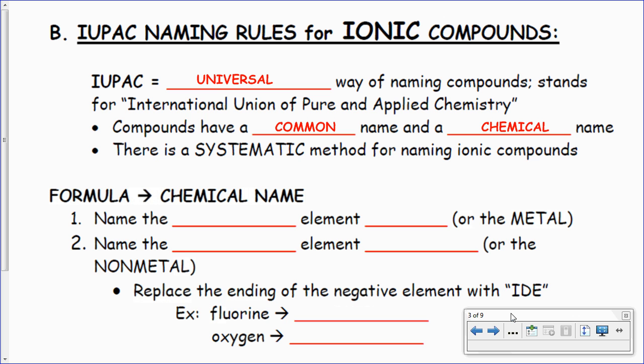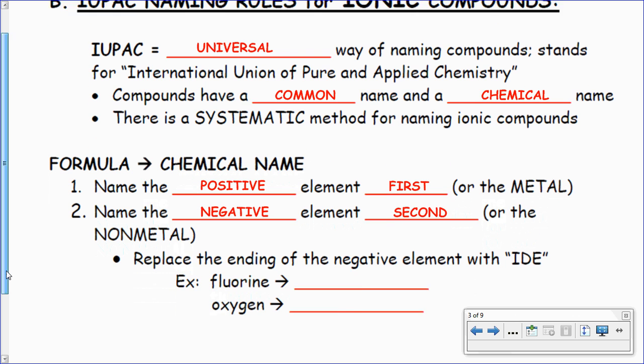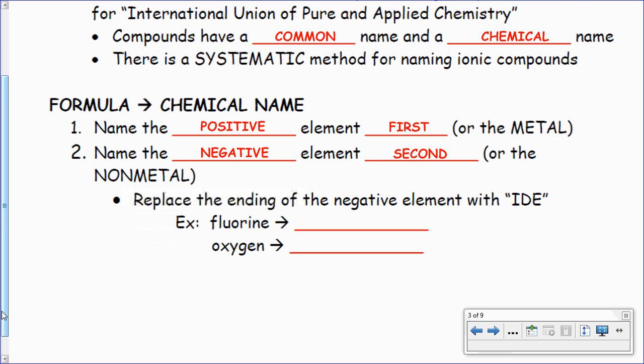So take a formula and go to a chemical name. You always name the positive element first, which is usually the metal, okay? And we take the name of the negative element second, the non-metal, okay? So if it's an ionic compound, it's always a metal plus a non-metal, or metal plus a polyatomic non-metal, et cetera, et cetera. And we replace the ending of the second word, the second element, with "-ide". So fluorine would become fluoride. Oxygen would become oxide, because these are non-metals. They would come second in the name, and we have to replace the end with "-ide". The "-ide" shows that it's an ionic compound and it has an ionic charge itself.